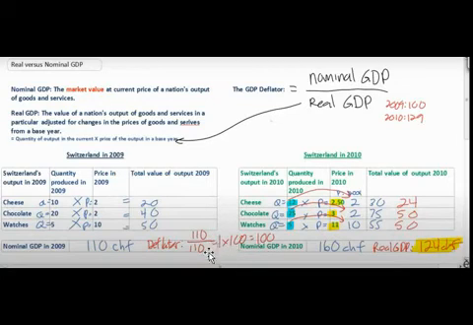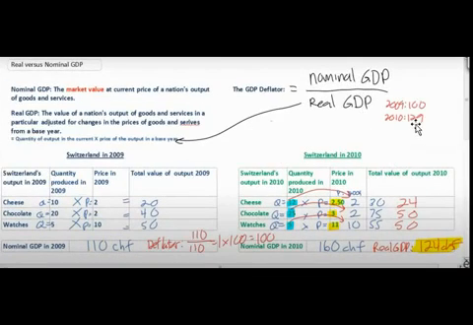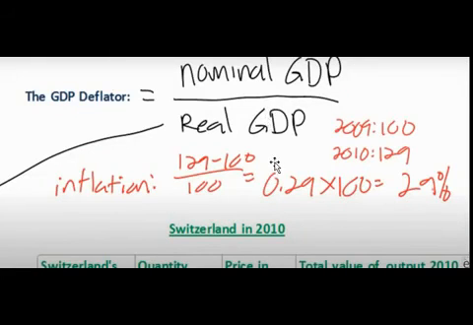Okay? So 110 over 110, it will give you 1. Matik ulit, multiplied by 100, it will give you 100 pa rin. Okay, so for 2009, the real GDP is 100. Sa 2010 pala, the real GDP is 129. Okay, now to compute for the inflation, tingnan natin.